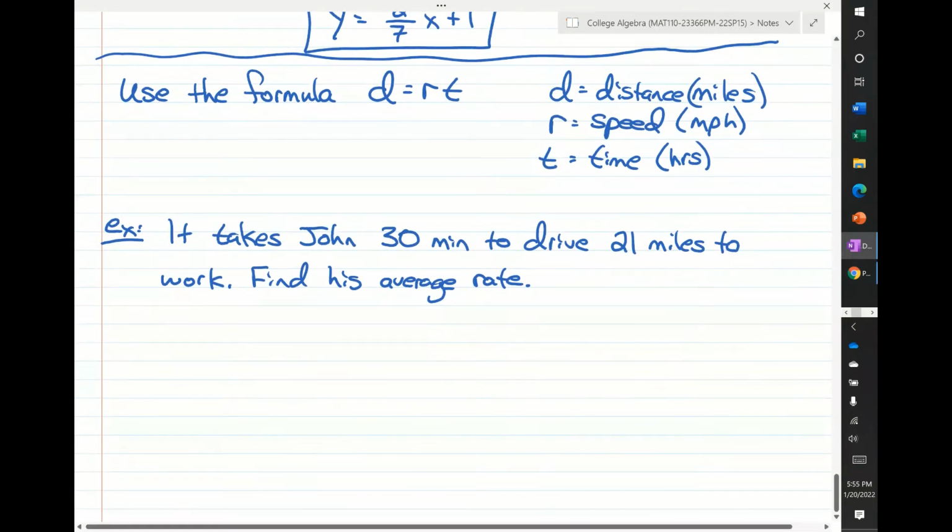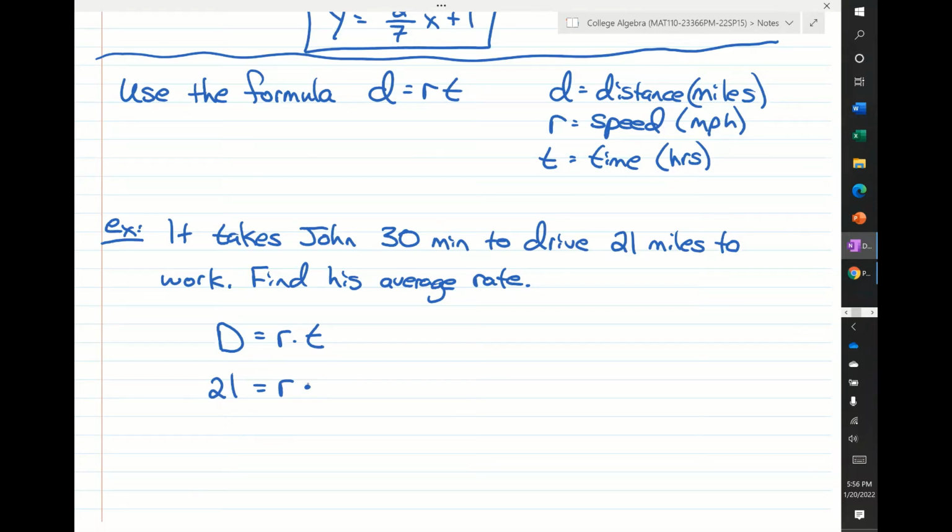So what we're going to do is just use the same formula, D is equal to rate times time, and plug in for what we know. It says 21 miles, so that'll be D. What do we put for time? 0.5. Yeah, 1/2, 0.5. Just remember, when we're using this formula, we need it in hours, right?